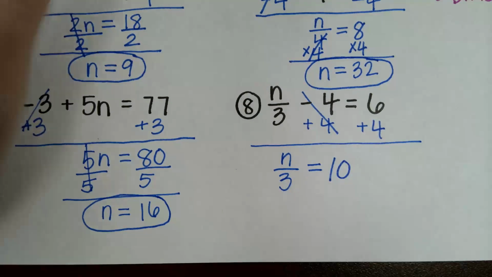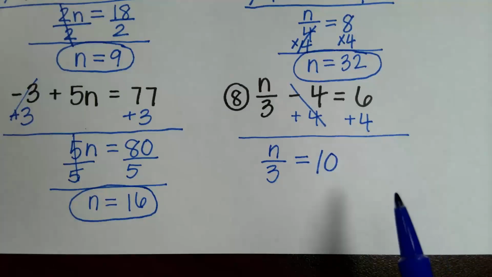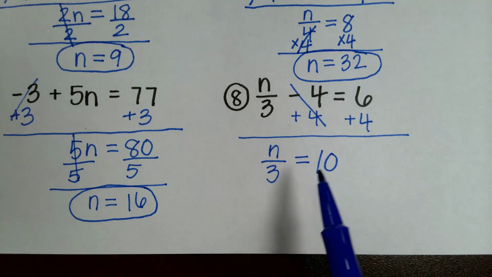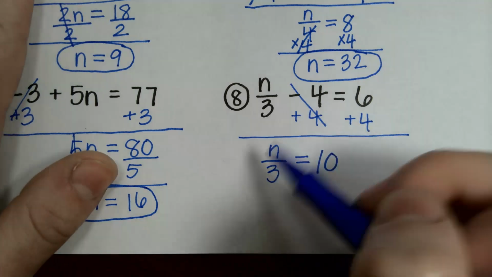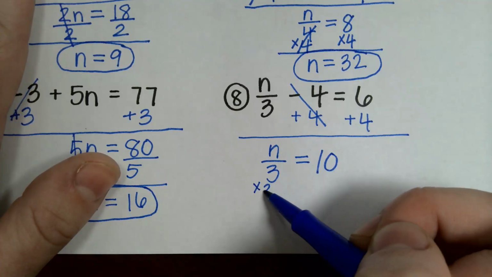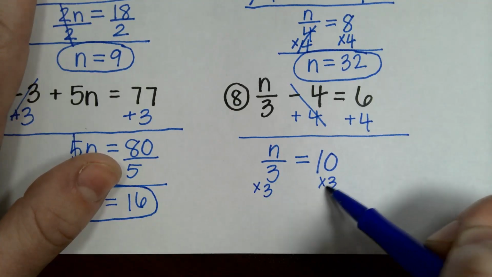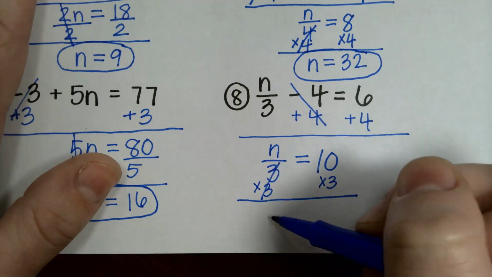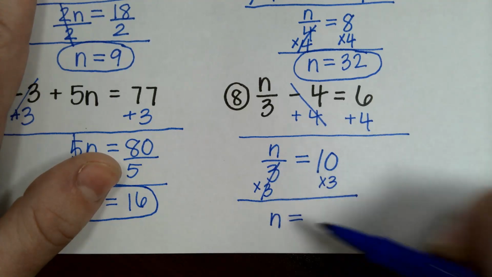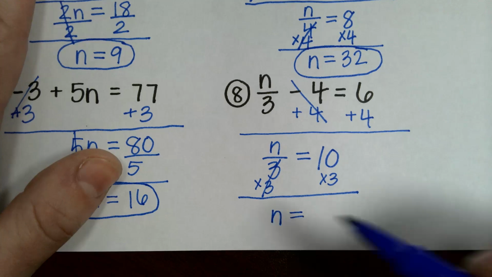Good. All right, now we're left with n over 3 is equal to 10. How am I going to solve this? Multiplication. Yes, multiplication. That gets rid of division. So my 3's cancel, and I'm left with n equals, what's 10 times 3? 30.